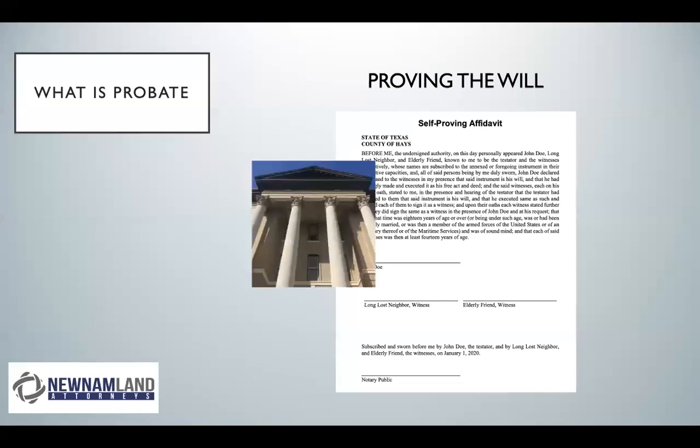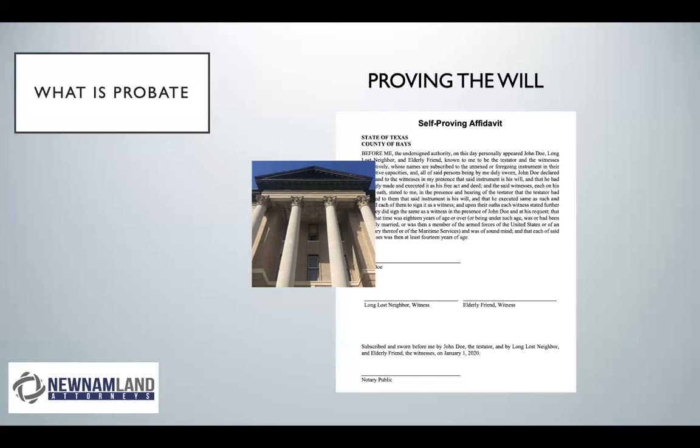So how do you prove them? Well, you prove them by submitting the will to the court. Okay, so the court ends up being the place that adjudicates or decides whether a will is valid. So once someone dies, you take their will, you file it with the court.